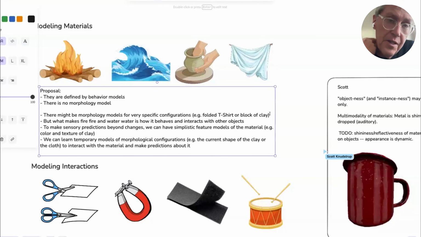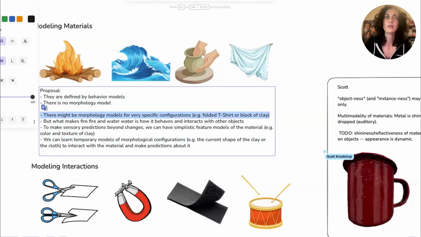I disagree with that. You can learn morphology models for very specific configurations, like the folded t-shirt or a block of clay. But what makes fire fire and water water is how it behaves and interacts with other objects. It's not like there's one behavior for fire or water, but they have a very specific set of behaviors, and you can make very specific predictions of how it will behave when you interact with it. And that doesn't change whether you have a cup of water or the ocean.